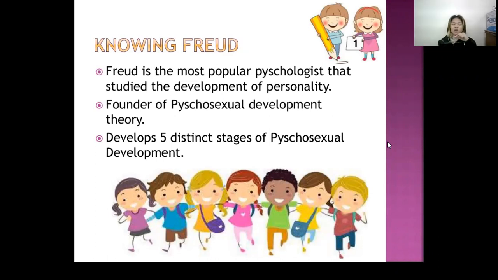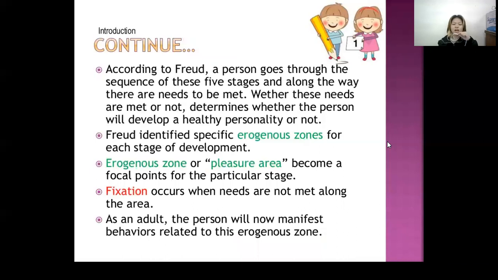And of course, he developed 5 distinct stages of psychosexual development. We have oral, anal, phallic, latent, and genital. So I will be explaining the differences between these 5 stages and what happens on these 5 stages.